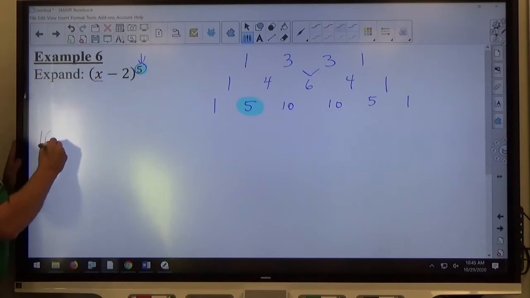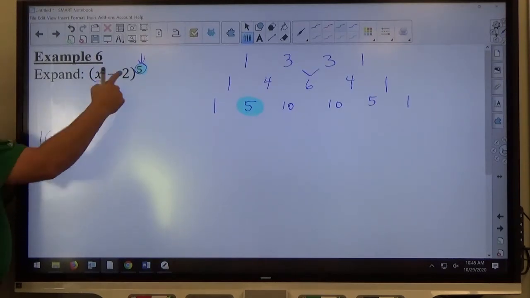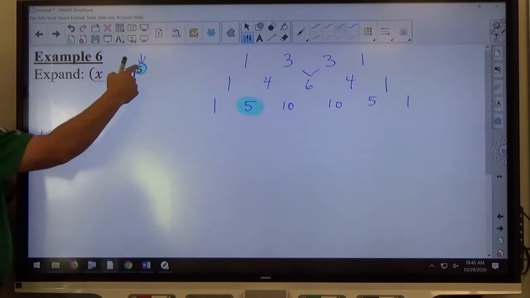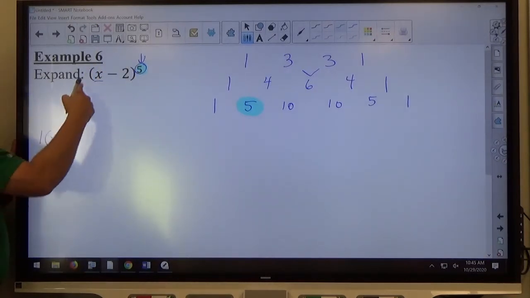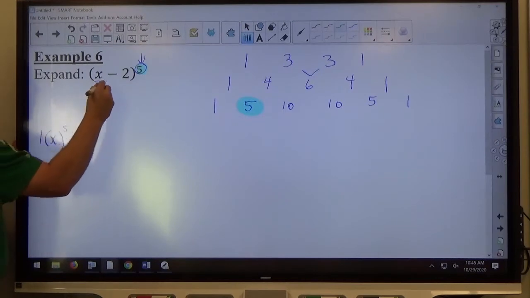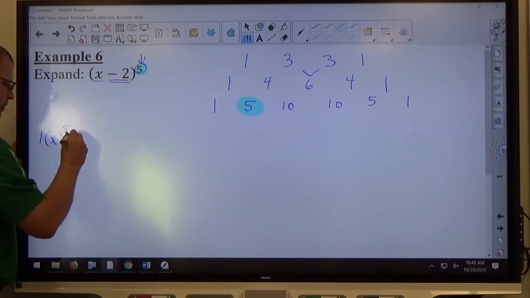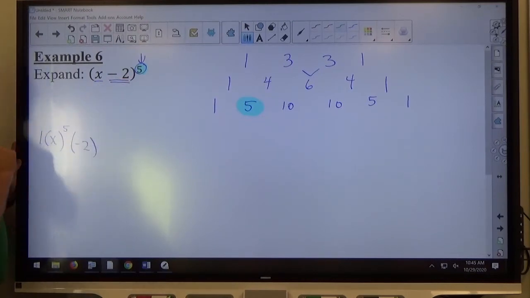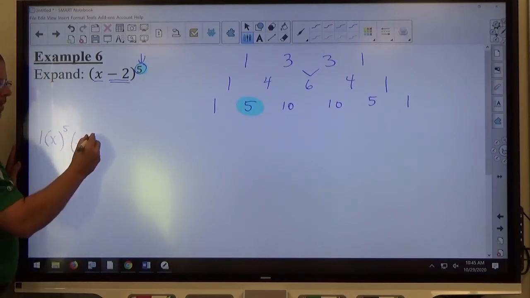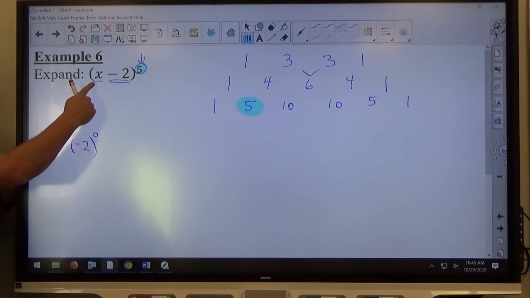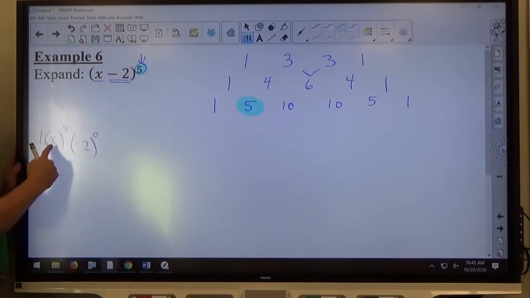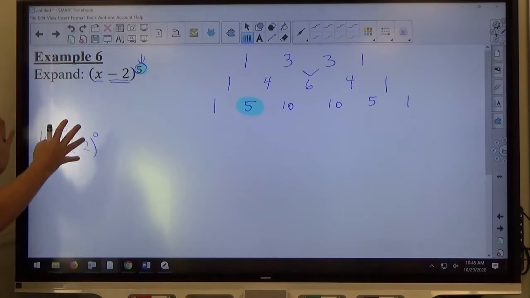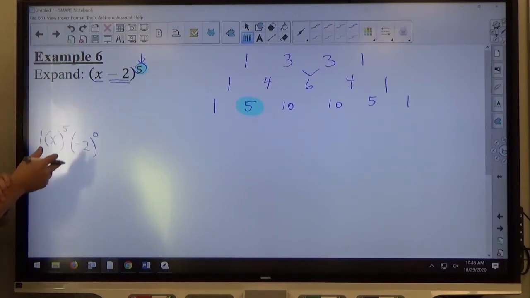X is the first object raised to what power? 5th. The 5th power. The first object always goes to the highest power, which is in the problem, which is 5. The second number, notice this time is negative 2. Make sure you put negative 2 in the parentheses, and it's going to be raised to what power? The 0. All right? So first object always goes to whatever the power of the problem is. Second object always starts at 0. All right? So that's how we build our first term. Every other term is built off of that idea.